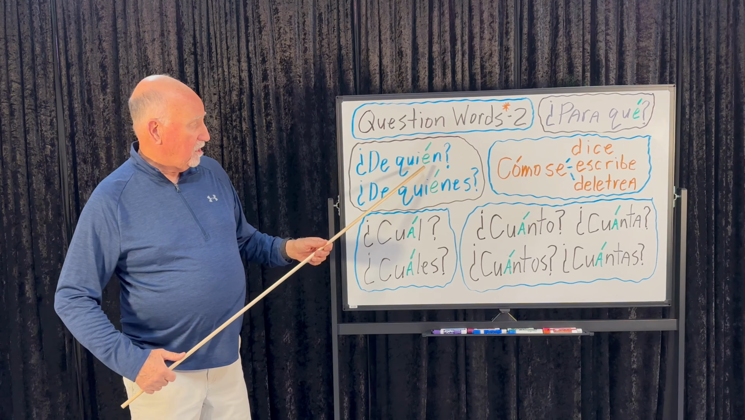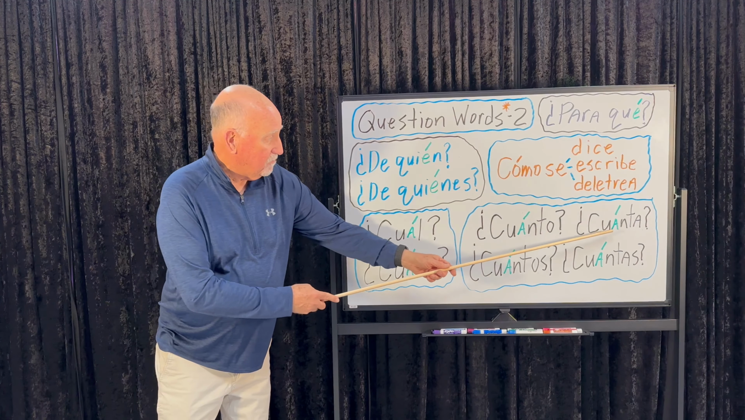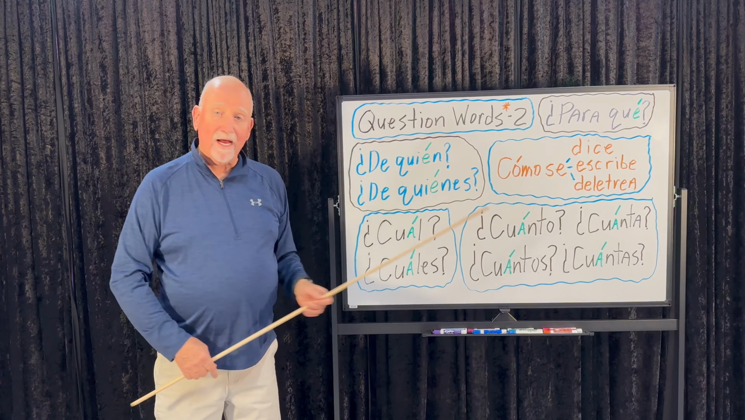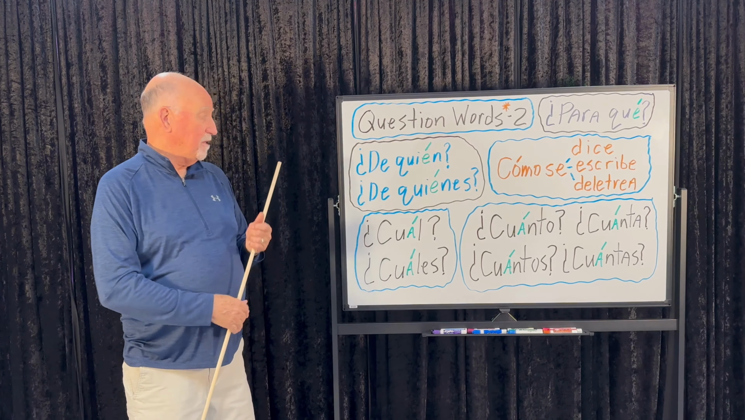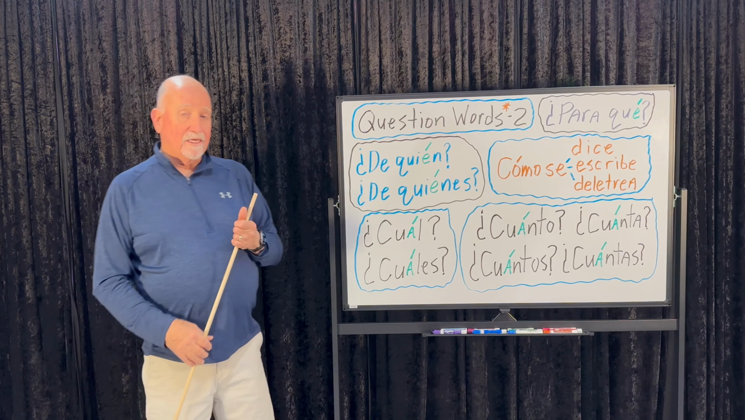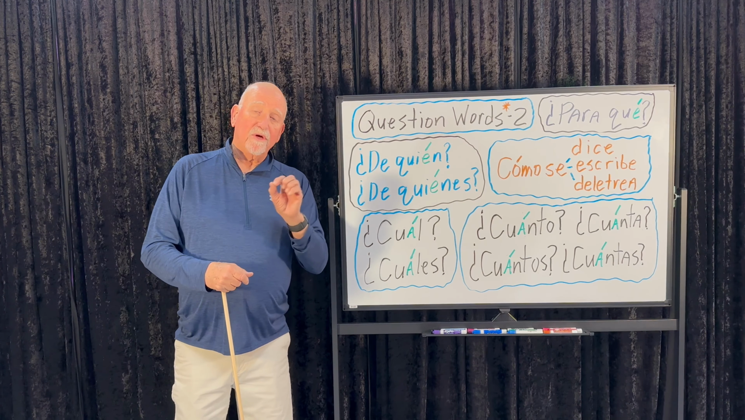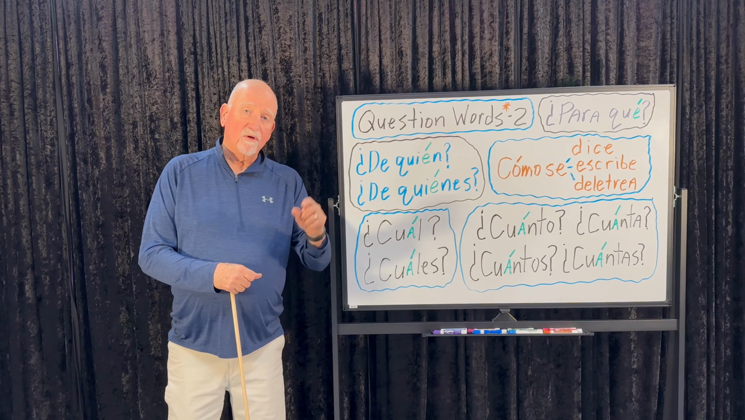Remember, all interrogative question words have accent marks. Every single interrogative word has an accent mark. Why? To tell us that it's being used as a question, because it can be used not as a question as well. So here we go. De quién. W-H-O-S-E, whose?